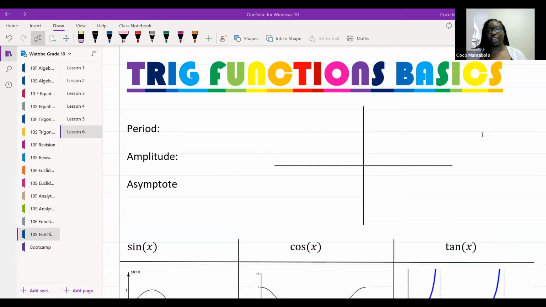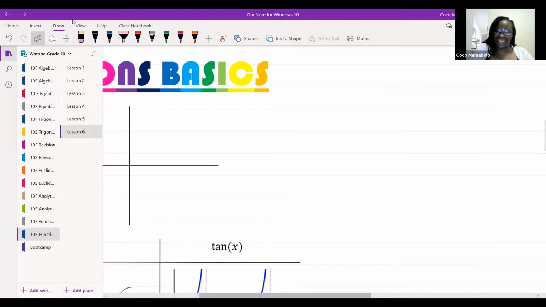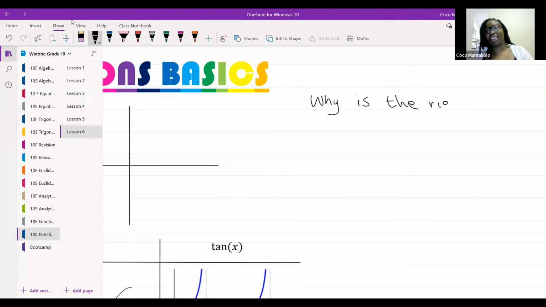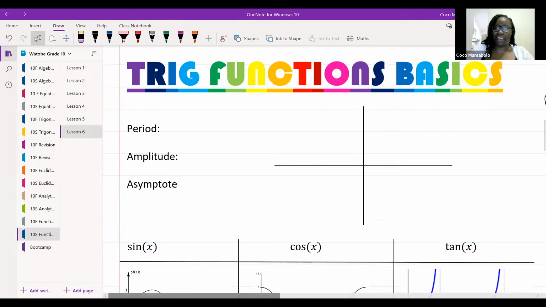Okay, guys, we're going to be talking about trig functions. I'm sorry. Okay, let's take a pause, guys, for just a few seconds, because I need to write this down. Why is the right angle insecure? Okay, we're going to answer this. We're going to have a brain break, and we're going to answer Hope's joke, because it's super funny. Think about it, guys, and then we're going to come back to it because it completely caught me off guard. I love it, though.